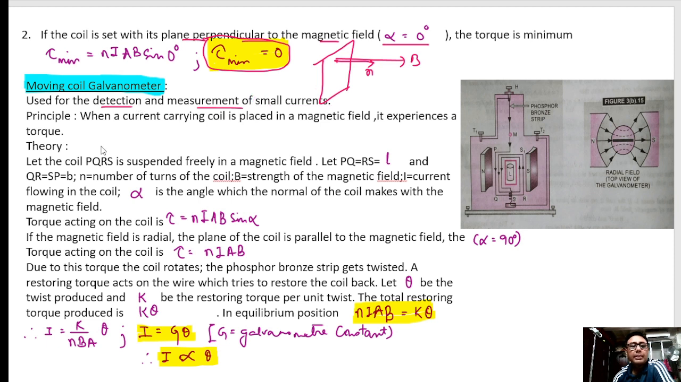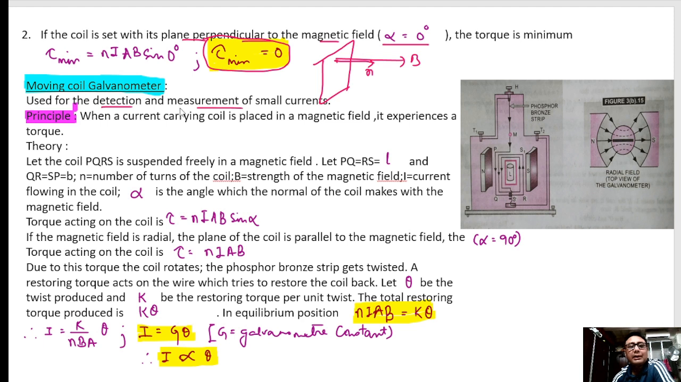So watch. Due to the deflection of that, we can measure small currents. Now what is the principle of this? Principle, please watch.